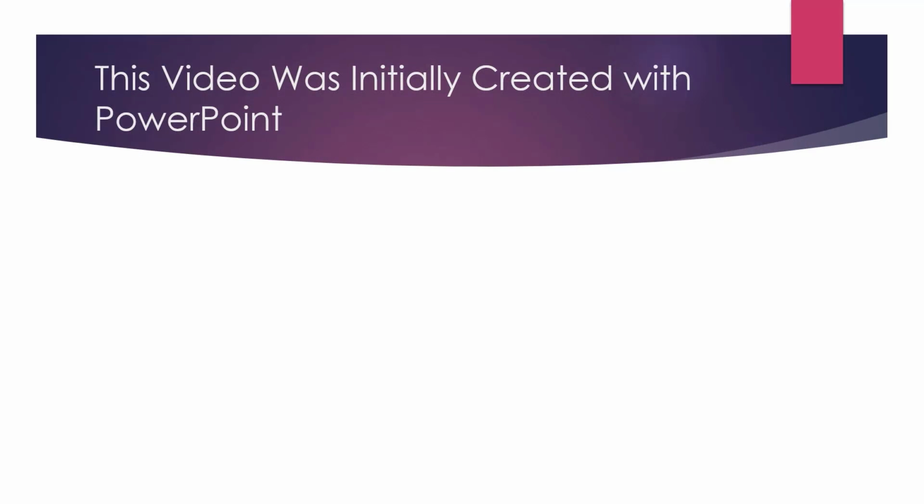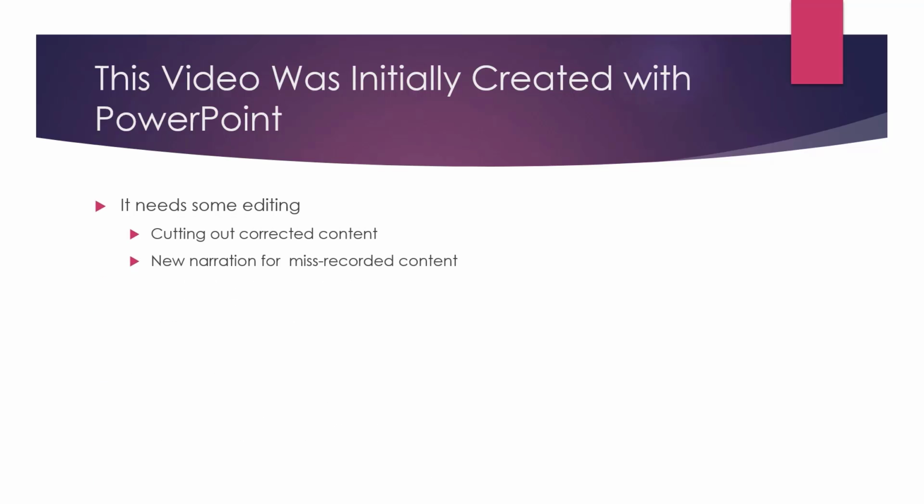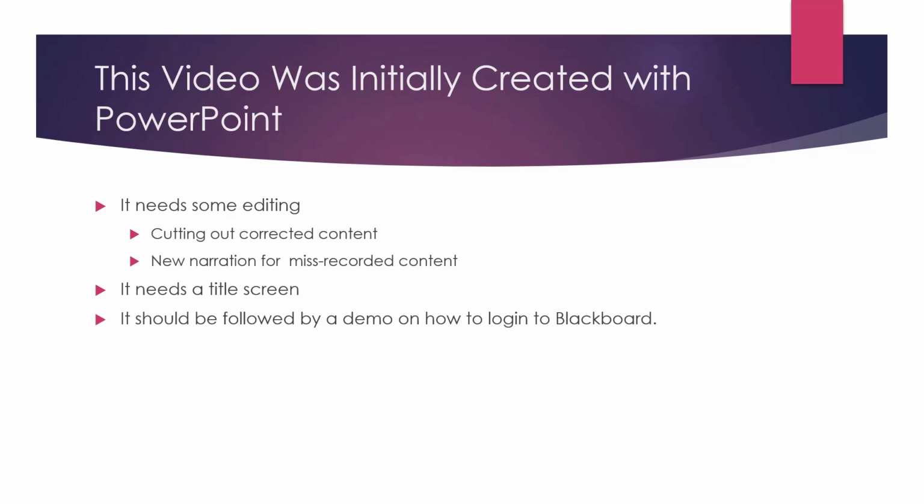This video was initially created with PowerPoint. It needs some editing. Some content needs to be cut out because it is incorrect, but it was corrected already in the PowerPoints. And some new narration needs to be edited to replace content that was not correct. It also needs a title screen. And it should be followed by a demo. The example here is how to log into Blackboard.